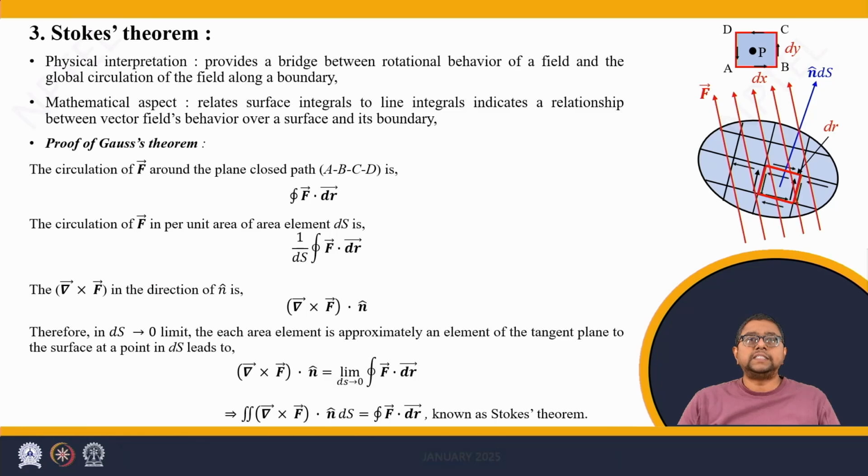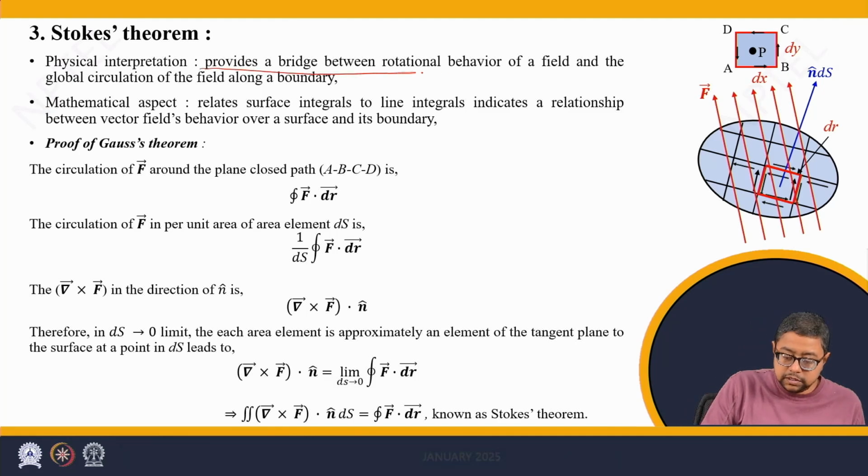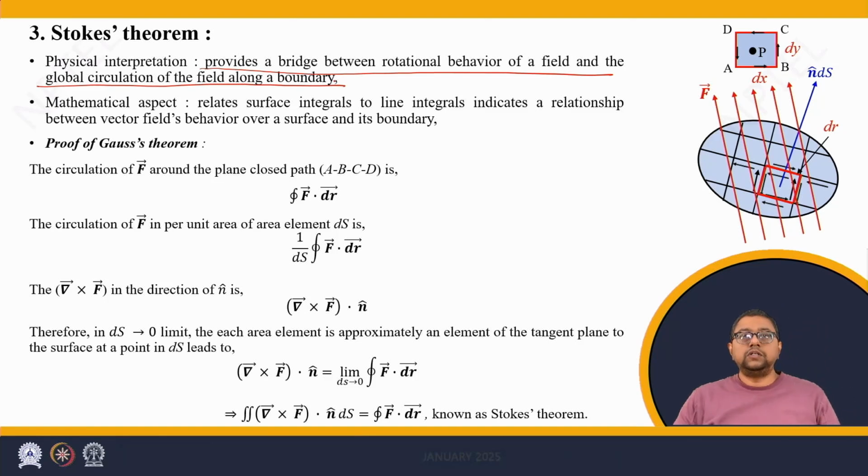With the basic ideas into place regarding the curl operator, we have the essential tools to understand the Stokes theorem. The Stokes theorem is essentially a bridge between the rotational behavior of a field and the circulation of the field along the boundary.